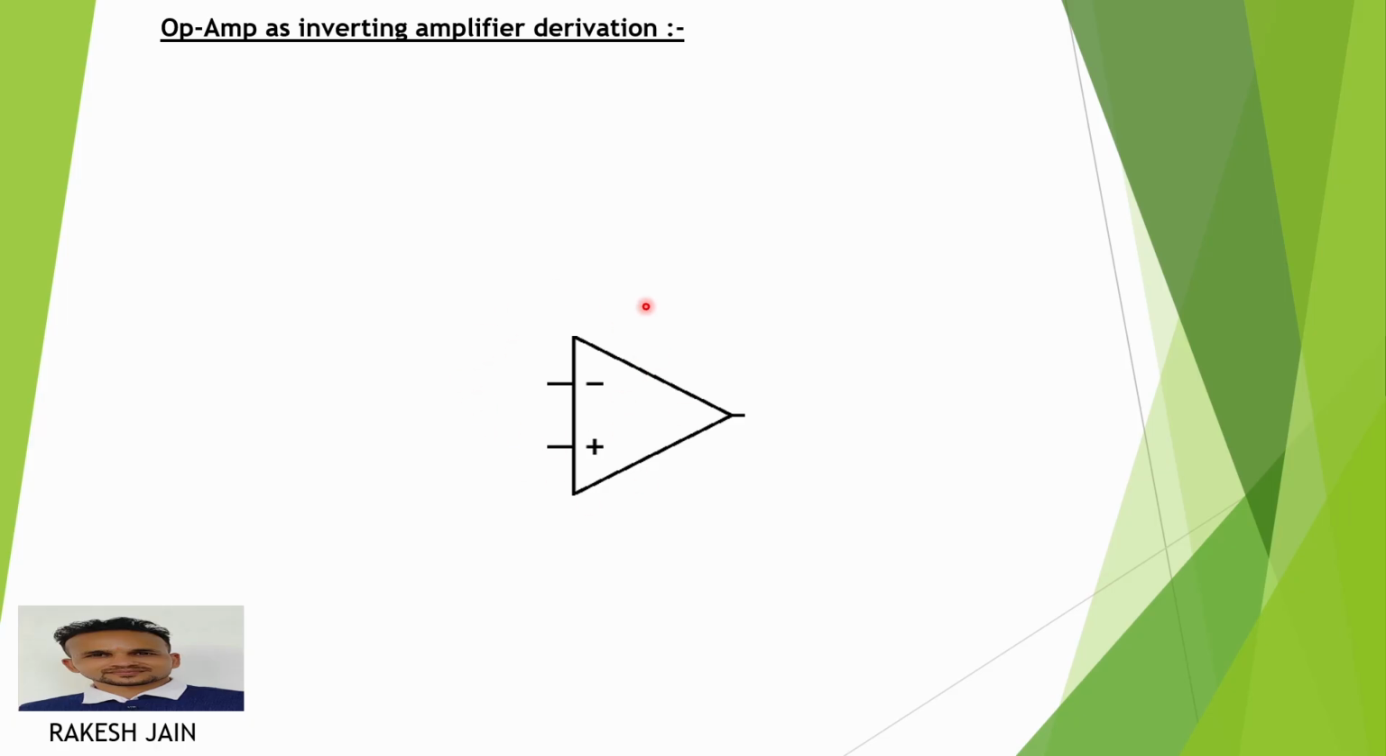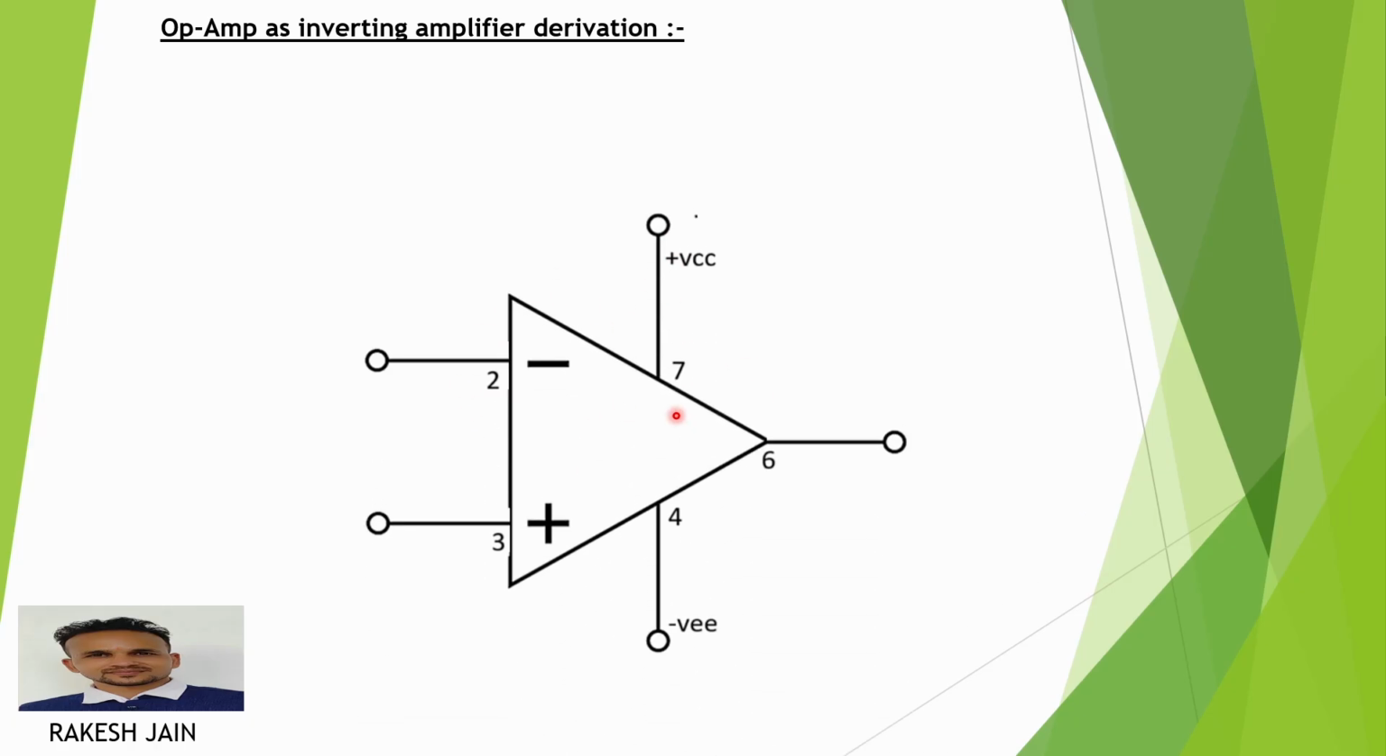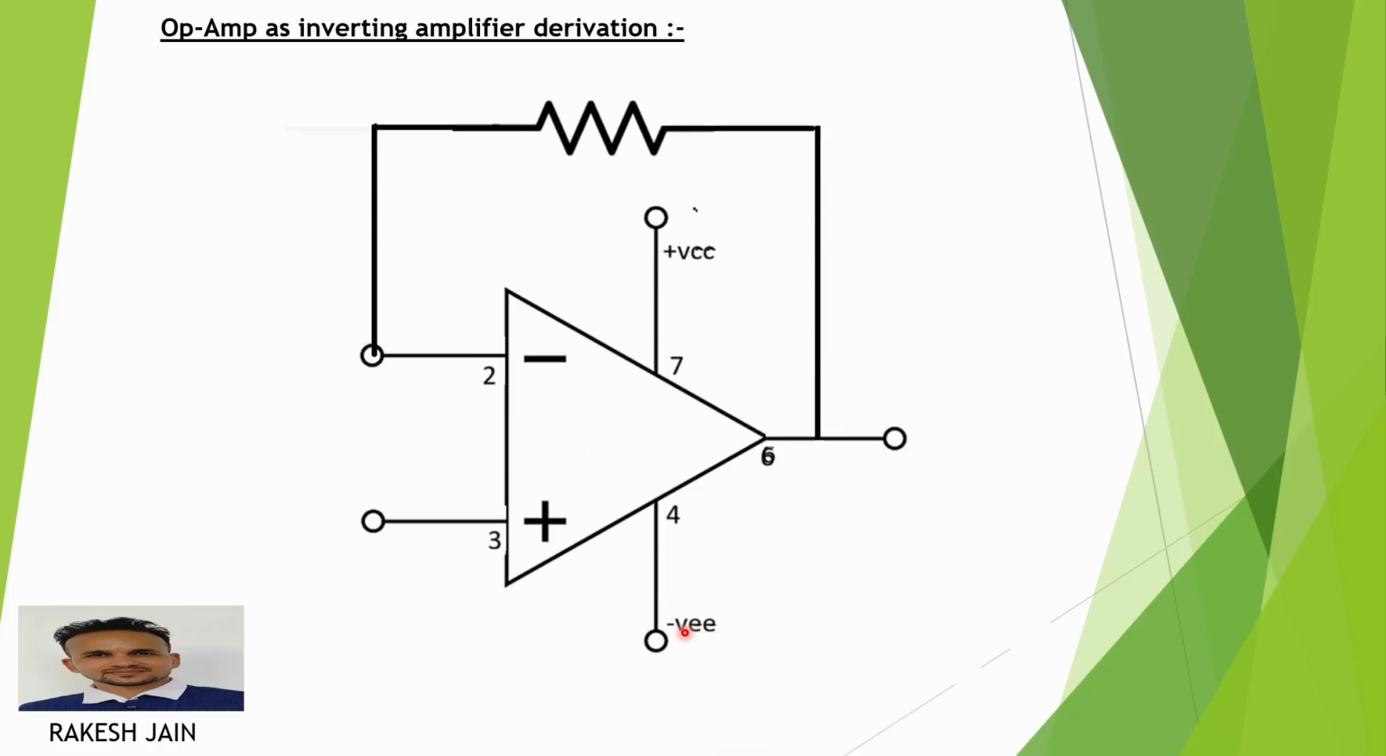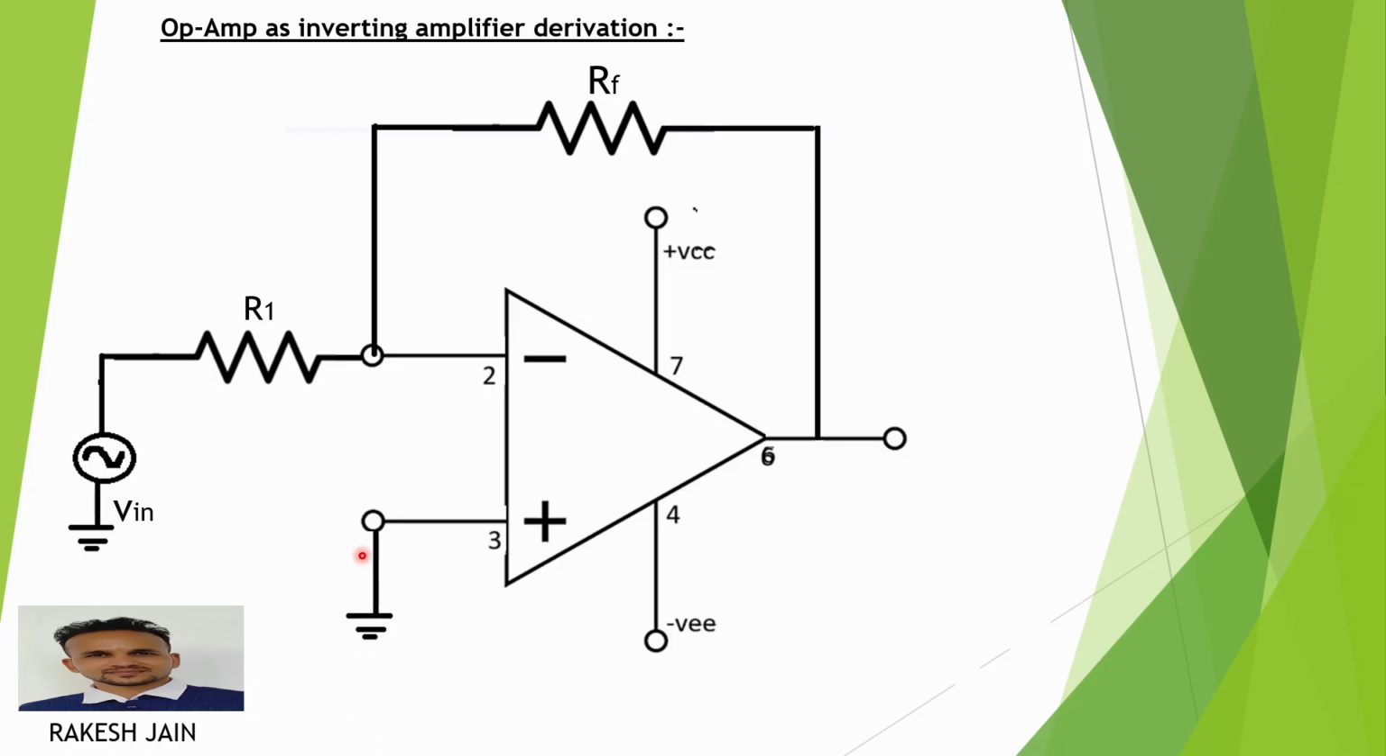So first of all, we should draw the symbol of the operational amplifier. So this 7 number pin is connected to VCC, means plus 12 to plus 15 volt. Fourth number pin of 741 IC is connected to minus VEE. In between 2 and 6, means inverting input pin and 6 number output pin, we connect a resistor which is known as feedback resistor RF. At 2 number pin, inverting input pin, we connect a series resistance, that is R1, where I apply the input signal V input. And third number pin is connected to ground.